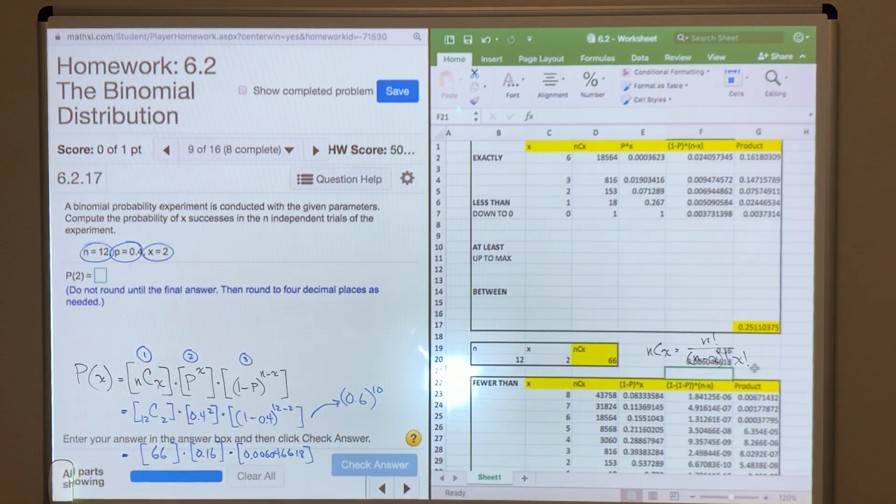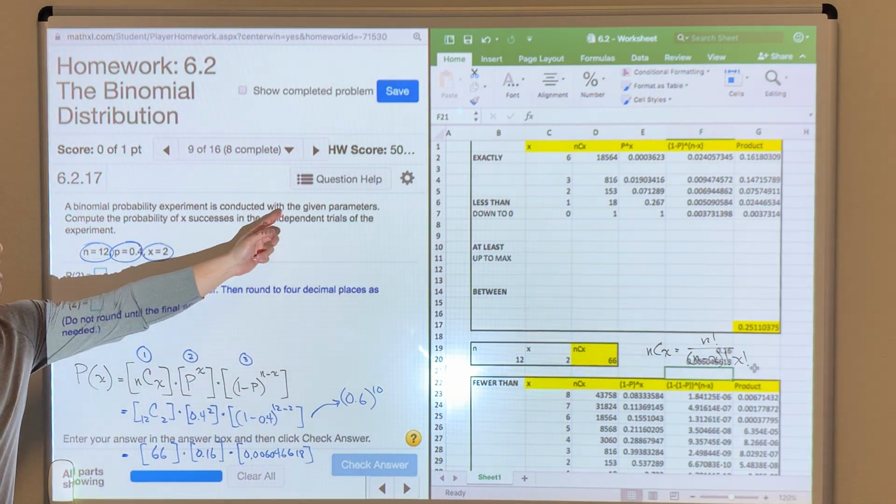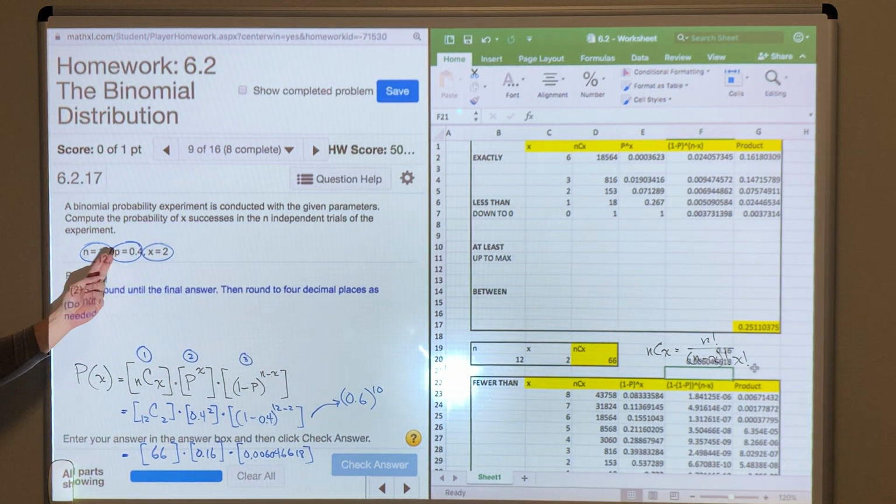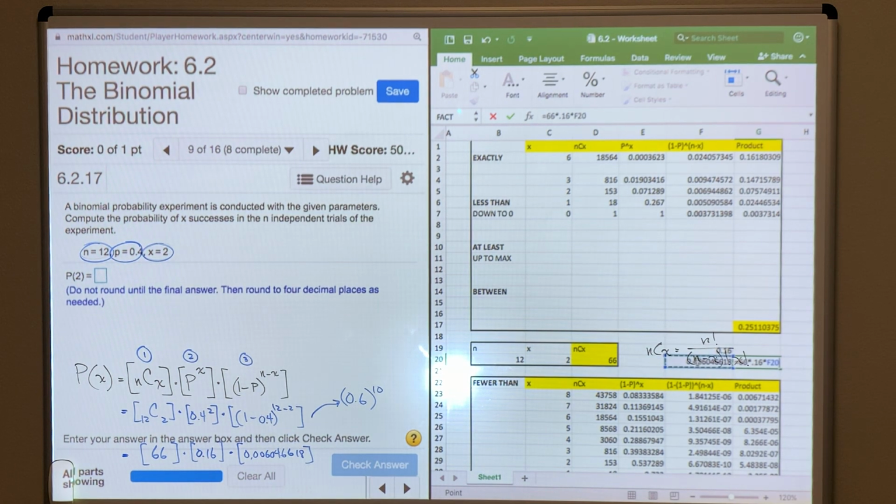Okay. All right. There are my 3 pieces that will help me calculate the probability of getting 2 successes in n independent trials of the experiment, given that the probability of a success is 0.4 on each trial. So I'm going to save some time. My answer is going to be 66 times 0.16 times that 0.00604. You can calculate that on your own. What do I end up getting? I have to round to 4 decimal places: 0.0639.